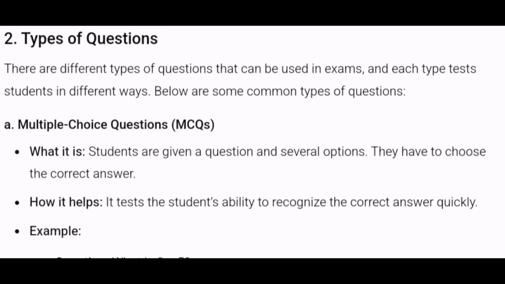Now let us see types of questions. There are different types of questions that can be used in exams, and each type tests students in a different way. Below are some common types of questions. This is very simple. I don't even have to teach you this, right? In a question paper, when you pick it up, you find questions of different types. When we wrote our matric exams, and now also you are teaching your students in the class, right? So you are using different types of questions in your question paper to assess the students.